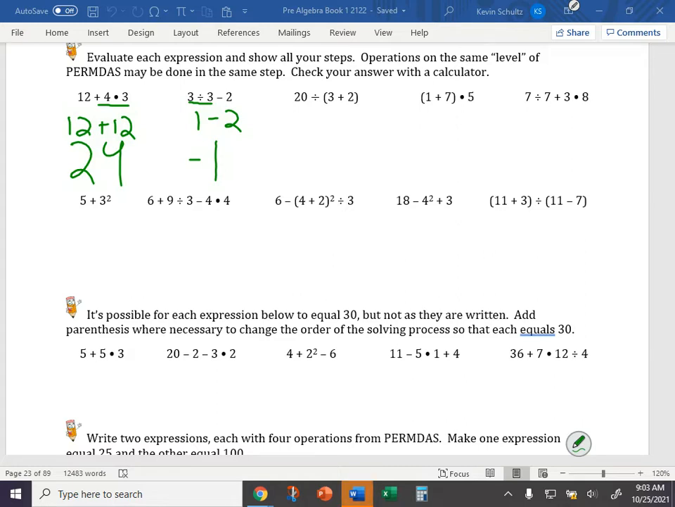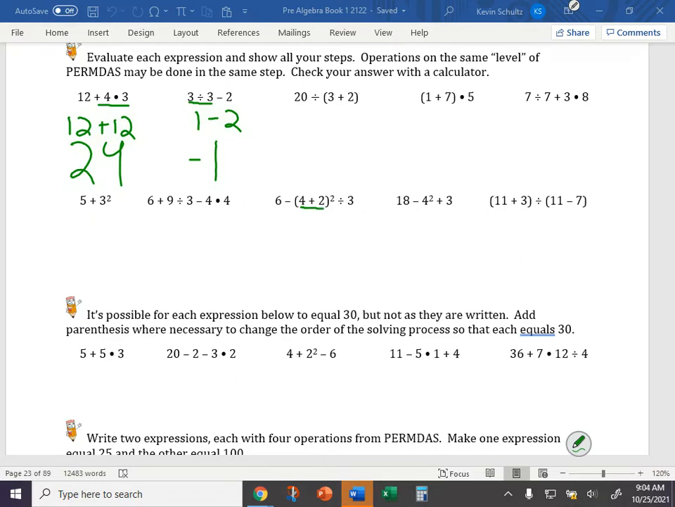Are there any you want to do together here? Any that look particularly entertaining? Jack? 6 minus 4 plus 2 to the power of 2, divided by 3. Great. Let's go. What are we doing first here? We're on the third one in the second row. Sophie? Parentheses first. So I'm underlining the parentheses.